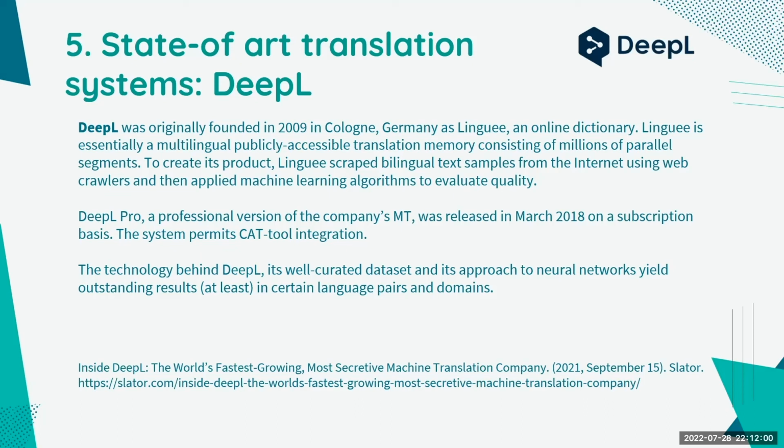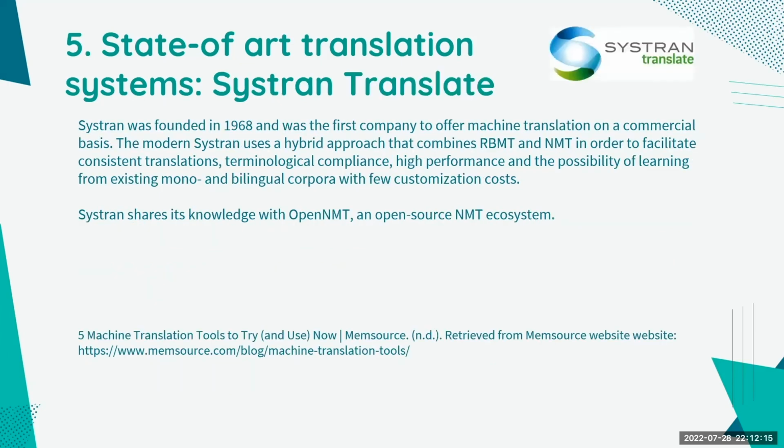So the technology behind DeepL and its well-curated data set with its approach to neural networks yield outstanding results in certain language pairs and domains. The second system is Systran. Systran was founded in 1968. It was the first company to offer machine translation on a commercial basis.